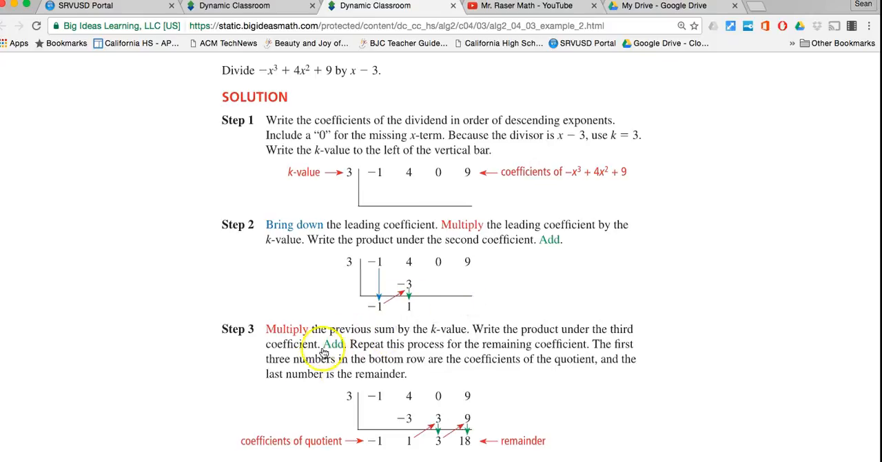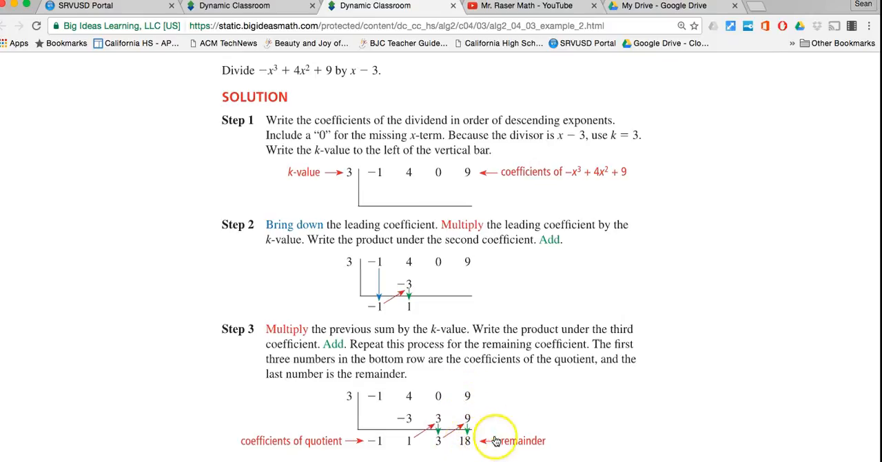So we're going to repeat that process like I just went through over and over. So this shows you what I just said again. Bring down the leading coefficient. 3 times -1 is -3. 4 plus -3 is 1. 3 times 1 is 3. 0 plus 3 is 3. 3 times 3 is 9. 9 plus 9 is 18.